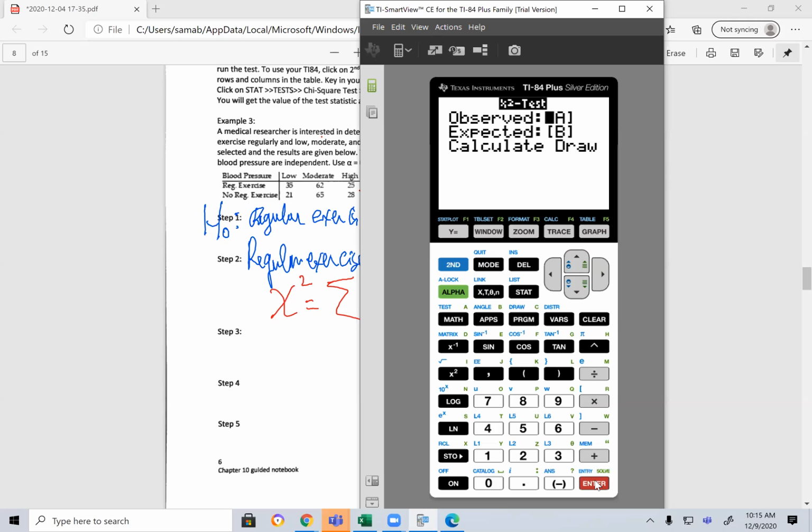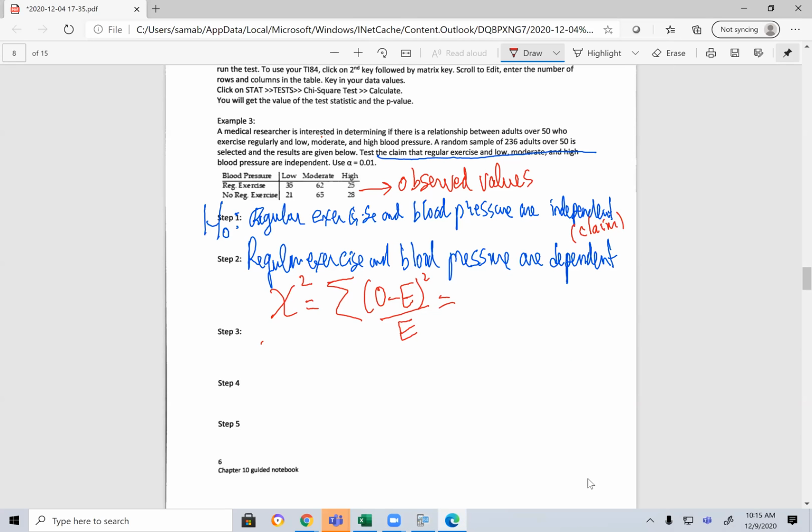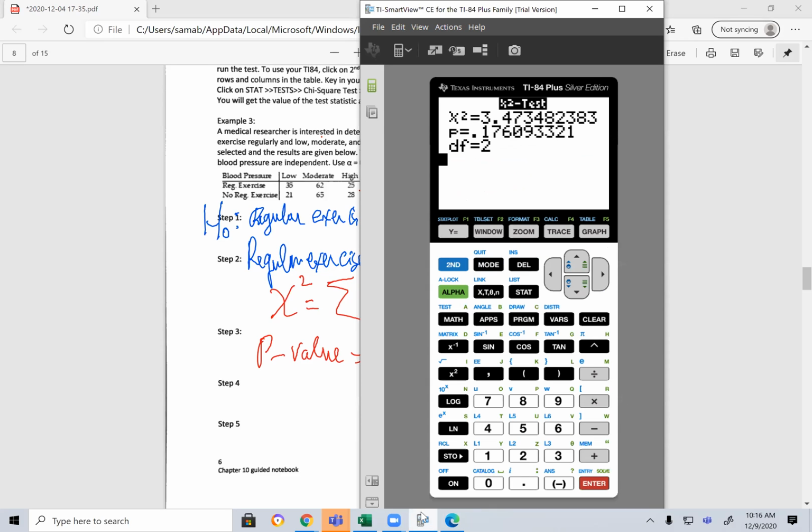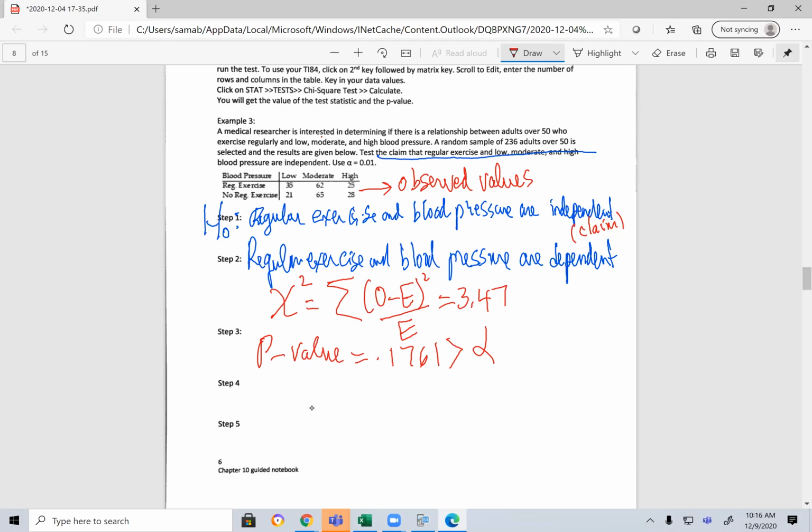And I'm going to show you how the calculator computes the expected values. So it's always going to tell you, are the expected values in B? Just confirm that, guys. And there is nothing you need to do, just hit calculate. Okay. So now chi-square is 3.47 and the p-value is 0.1761. Okay, you agree with me, guys, that this is bigger than alpha? Yeah. All right. So fail to reject the null hypothesis.